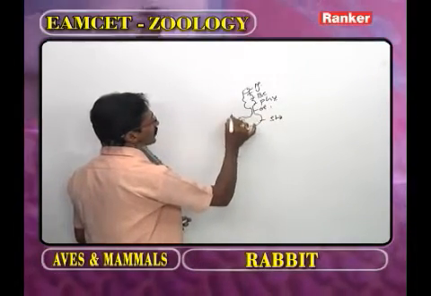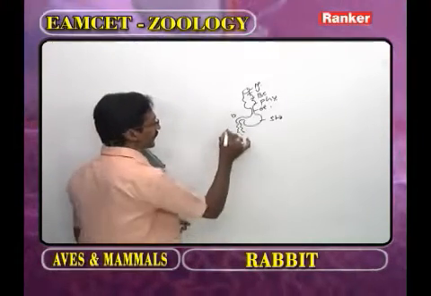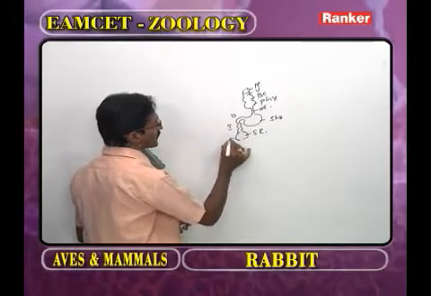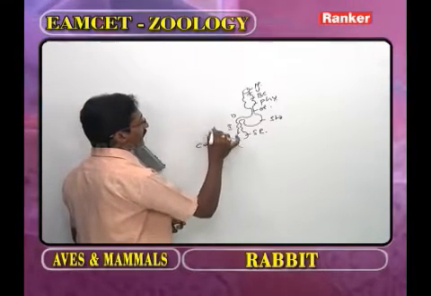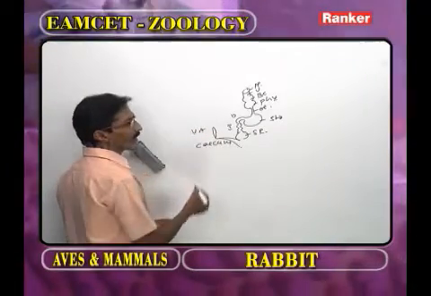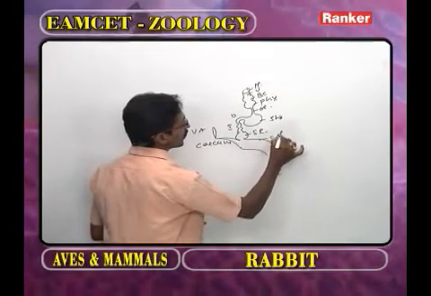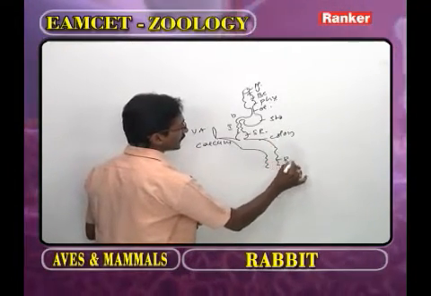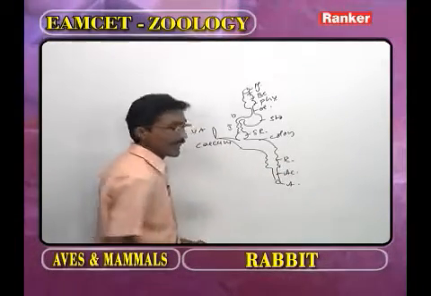It opens into the duodenum. And this part is the ileum. And this is called the sacculus rotundus. And this part we call the cecum. At the tip of the cecum, what is present? The vermiform appendix. And this one we call the colon. And this part we call the rectum. And this is the anal canal, and this is the anus.